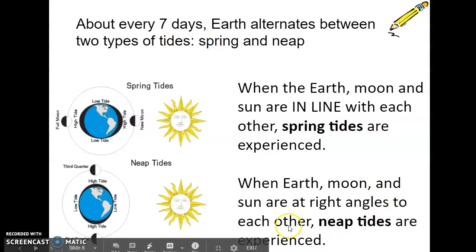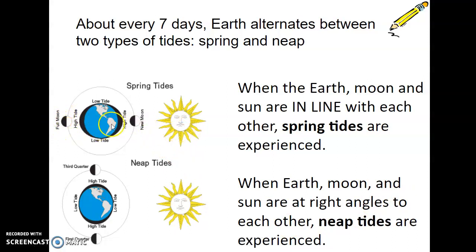So a spring tide occurs when the Earth, Moon, and Sun are in line. So this is the Moon, this is the Earth, this is the Sun. So they're in line. So that is when a spring tide occurs.